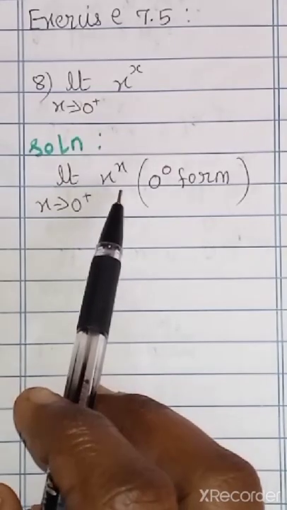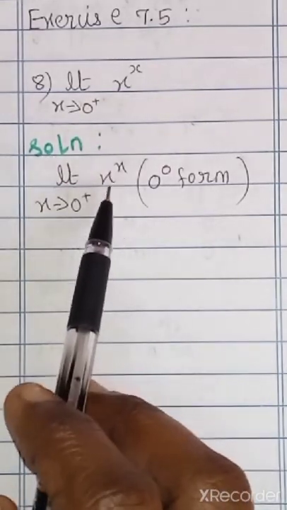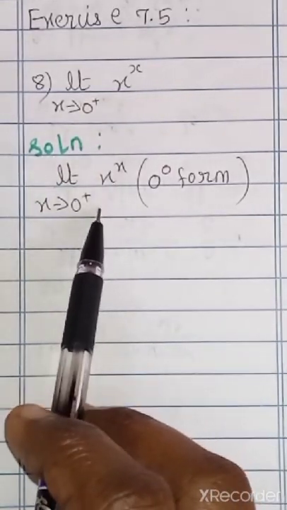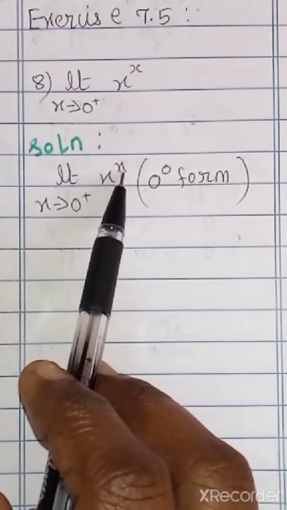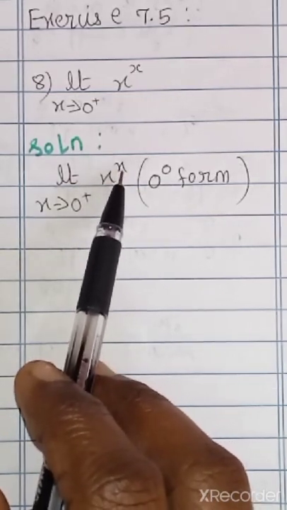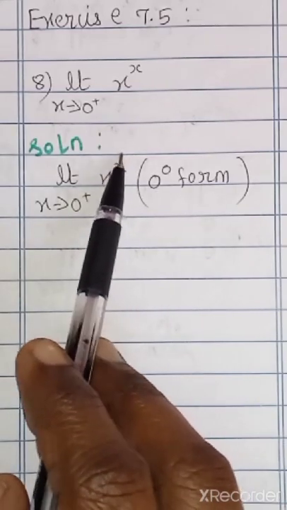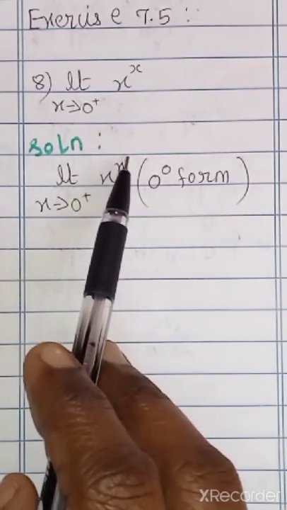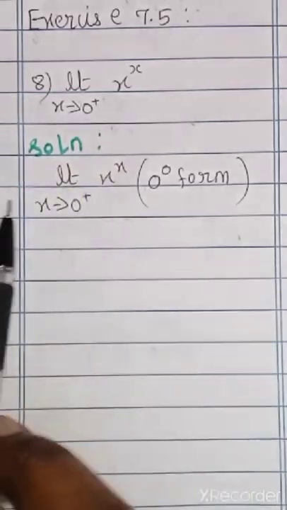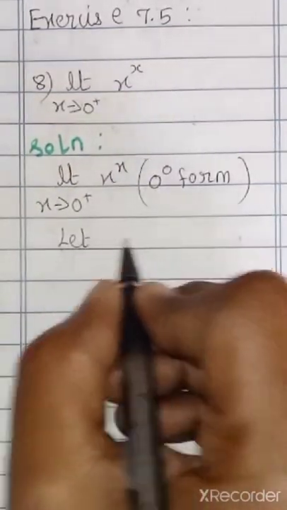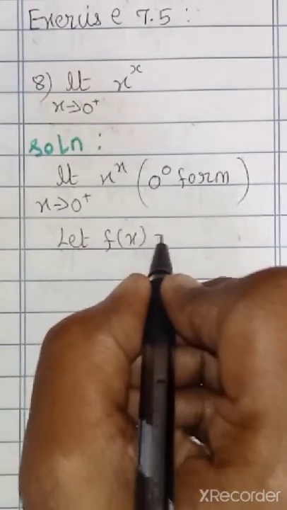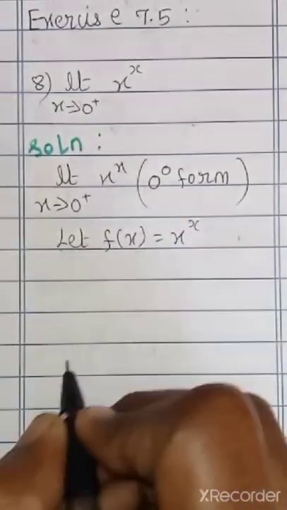Okay, now here you don't have f of x by g of x format, but you are having an exponent, right? So first you have to remove this exponent. How we can remove this exponent is by taking log. So first step, we are taking let f of x equal to x power x.